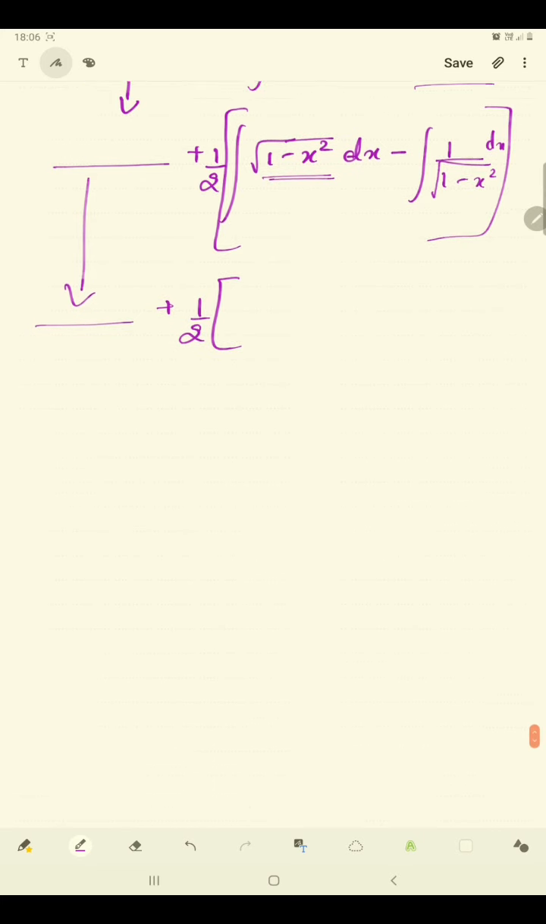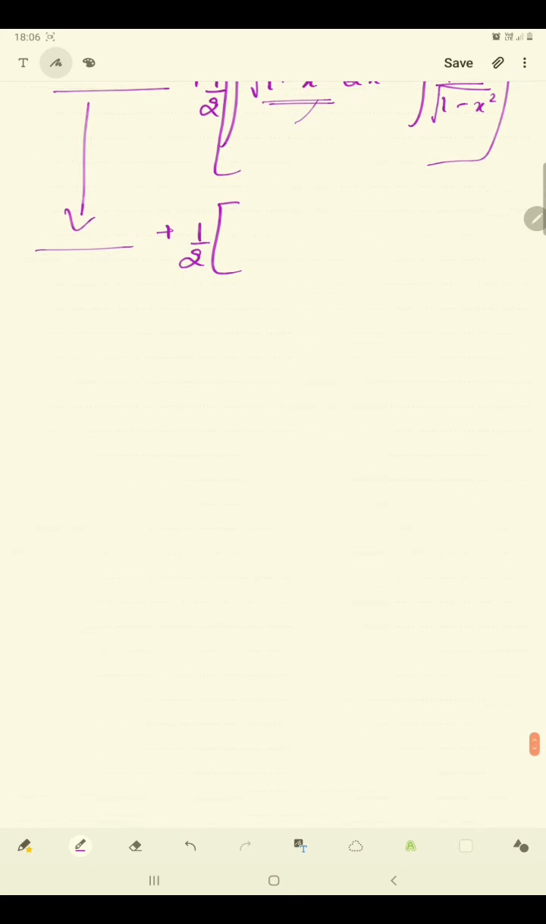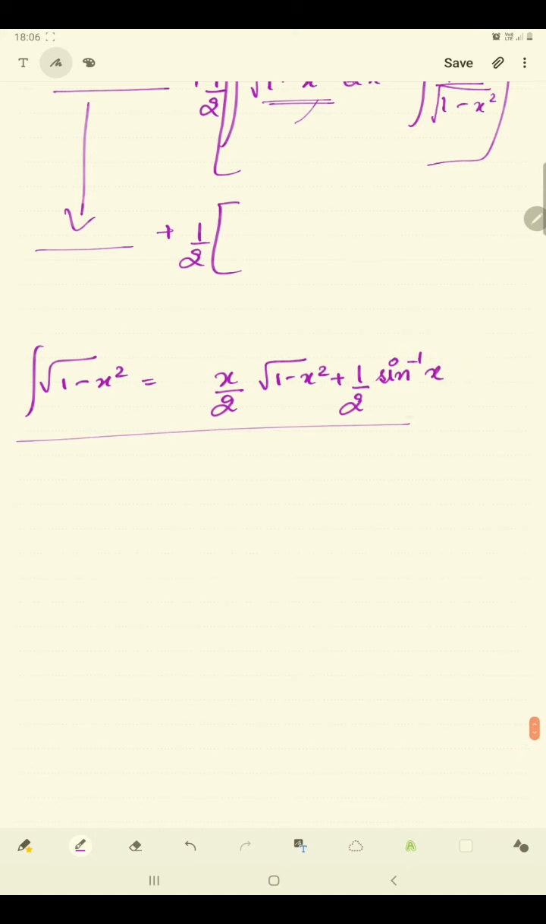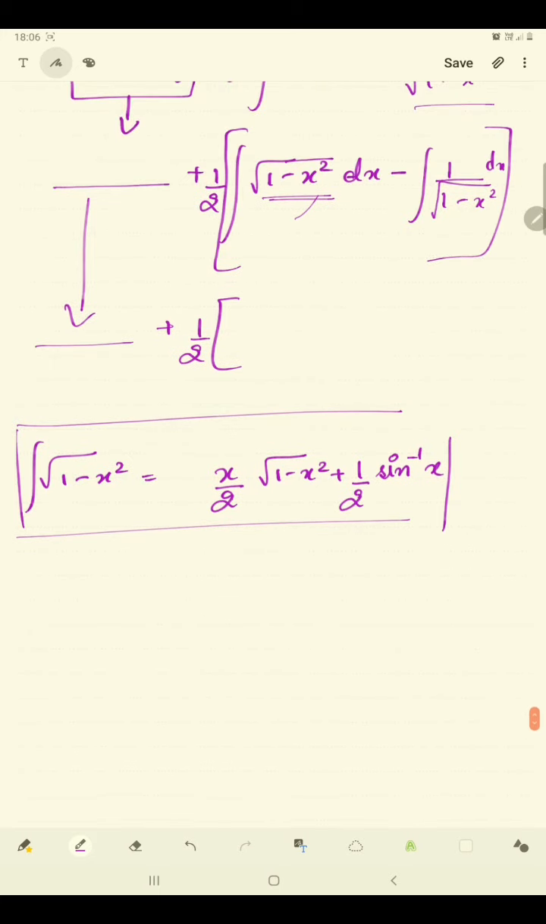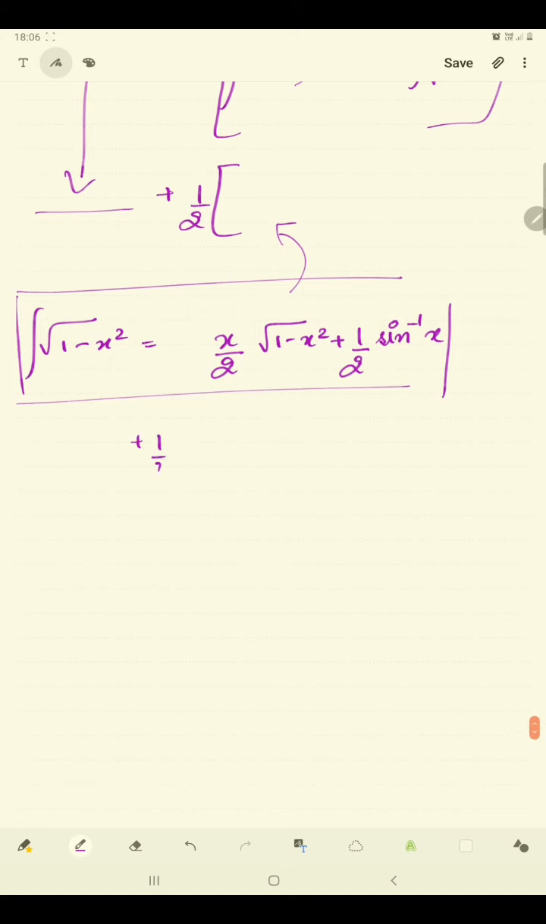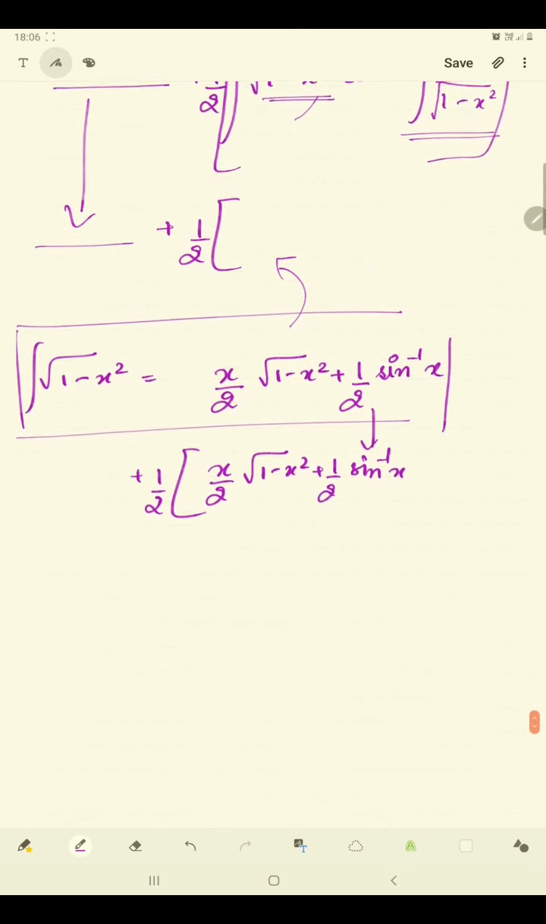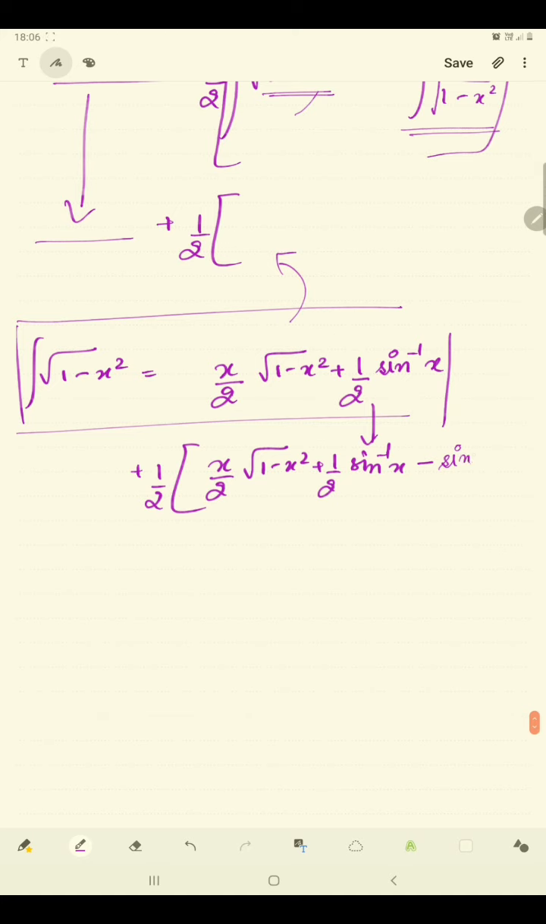Now integration of under root 1 minus x square. This is a very famous form and we know it to be x by 2 under root 1 minus x square plus 1 by 2 sine inverse x. So this is the formula you need to know to solve this question. So now we are just gonna apply this formula here, and we get plus 1 by 2 x by 2 under root 1 minus x square plus sine inverse x, this thing copied down, and integration of under root 1 minus x square, which is sine inverse x.